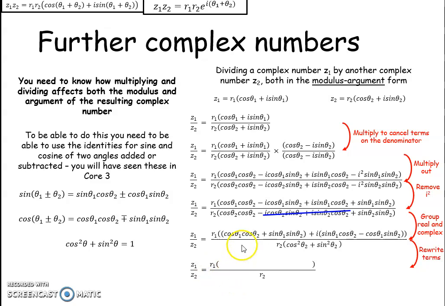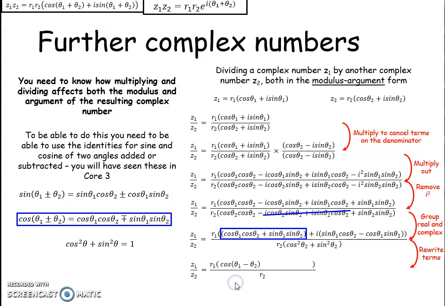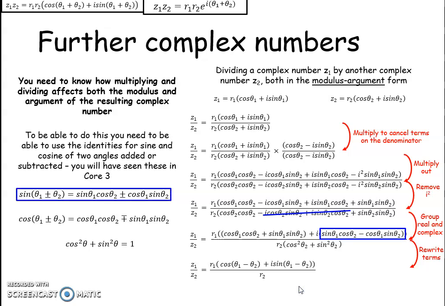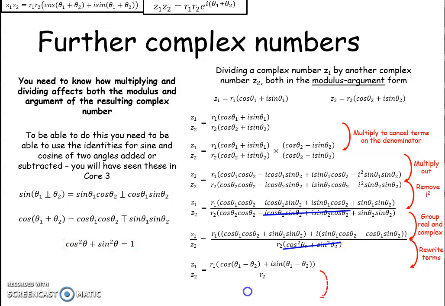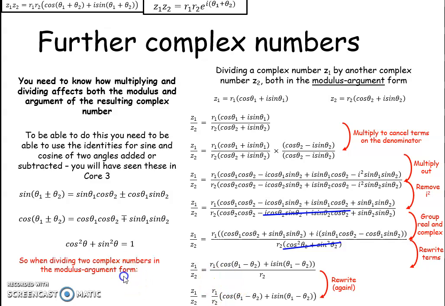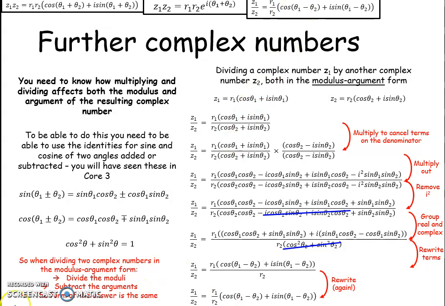Now here this becomes cos(theta 1 minus theta 2) plus i sin(theta 1 minus theta 2). So this is our result. Z1 by Z2 is equal to R cos(theta 1 minus theta 2) plus i sin(theta 1 minus theta 2). So we got the answer. In another form, Z1 by Z2 is equal to R1 by R2 cos(theta 1 minus theta 2) plus i sin(theta 1 minus theta 2). Student, be very careful.